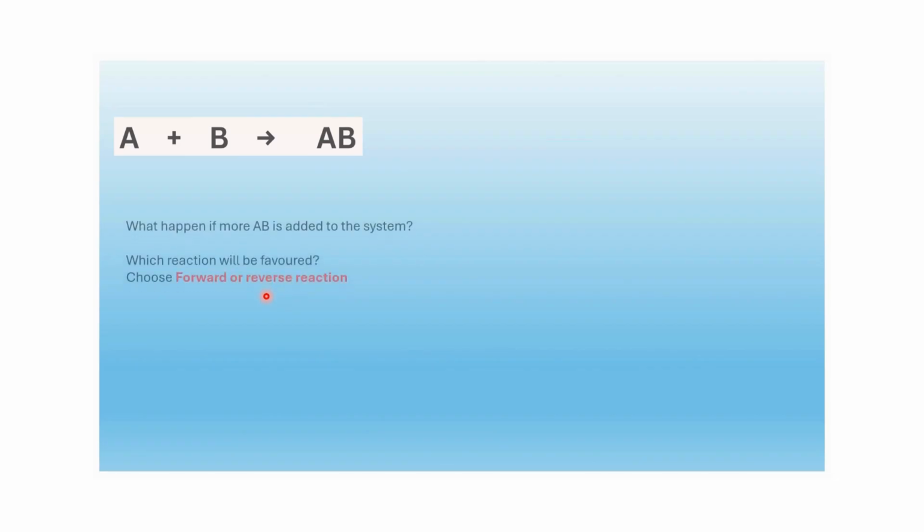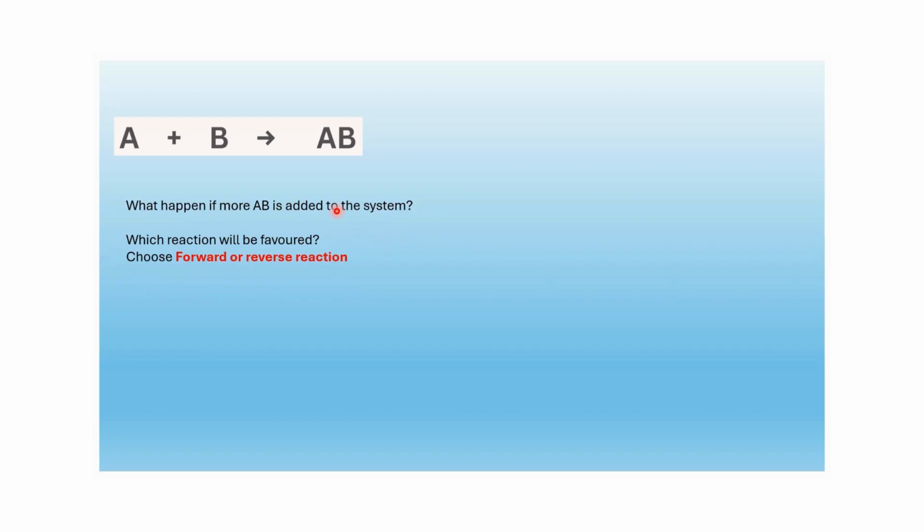Now, I want us to continue, but this time around focus more on the reaction, no longer on the seesaw. However, I will give you the seesaw again to help you answer this kind of question. Let's look at it in this way. We have A reacting with B to give us AB. The question says, what happens if more AB is added to the system? I want you to think about the seesaw that we just talked about.